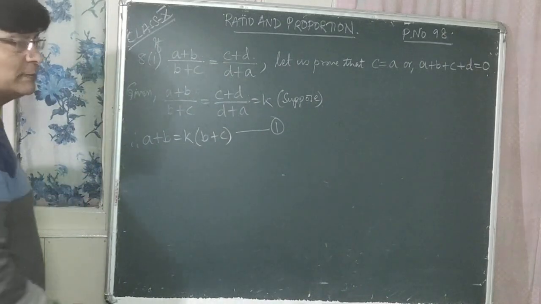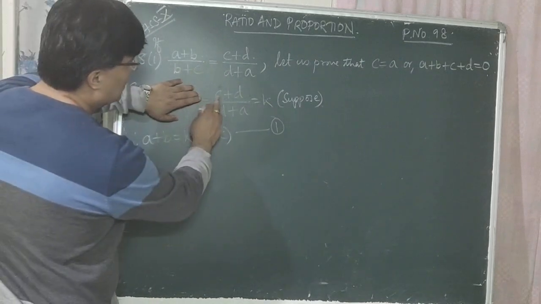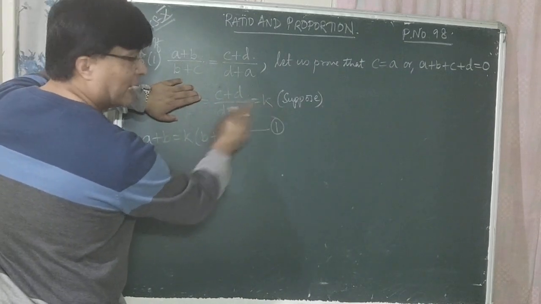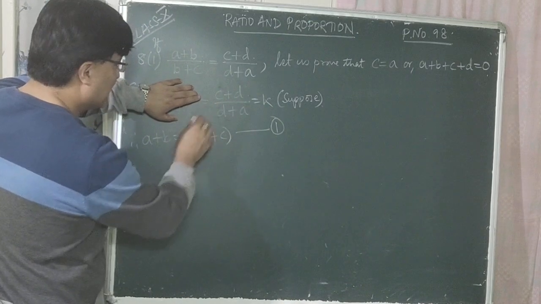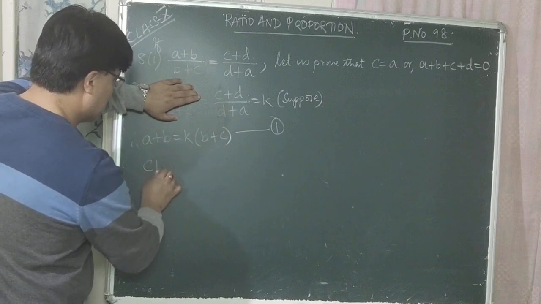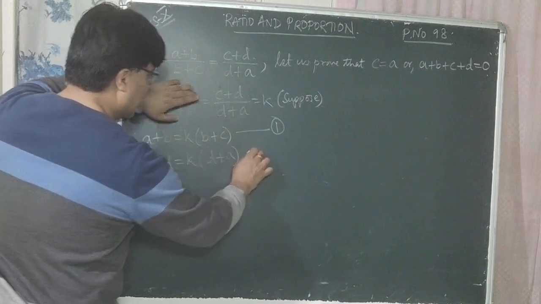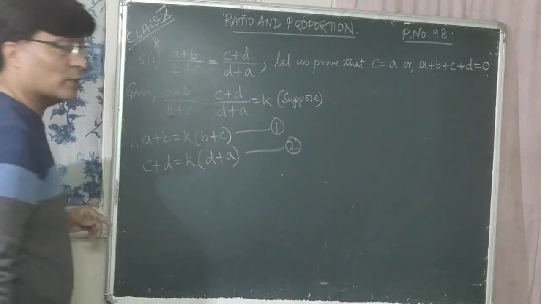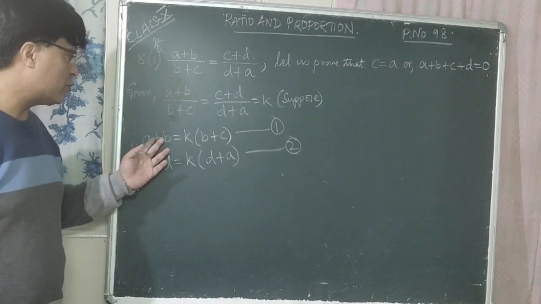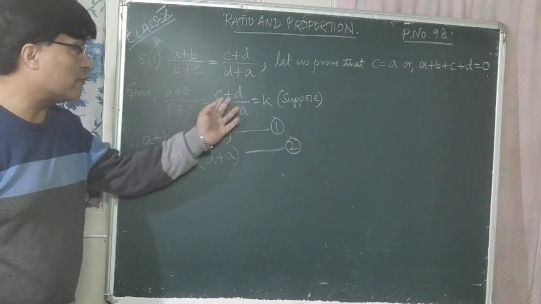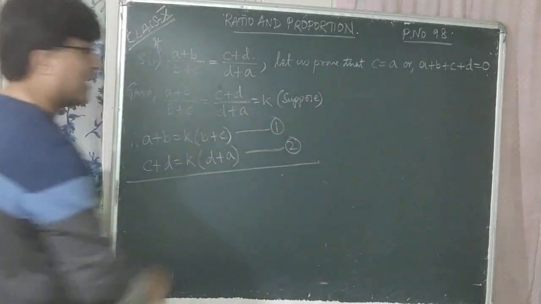That's the next part. Again, hiding the first one, what do we get? (c + d)/(d + a) = k. Here also you can do the cross multiplication, so c + d = k(d + a). Suppose this is equation number 2. Is that clear now? We are getting the values of a + b and c + d from this relation. So now let us add them.